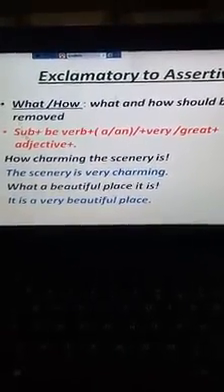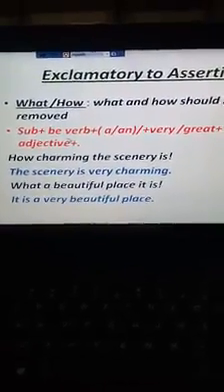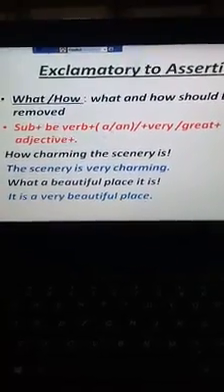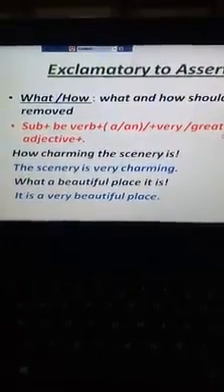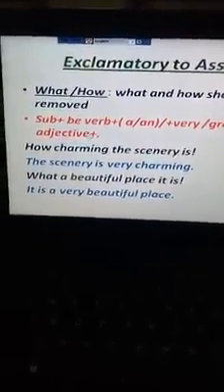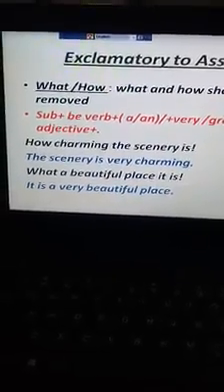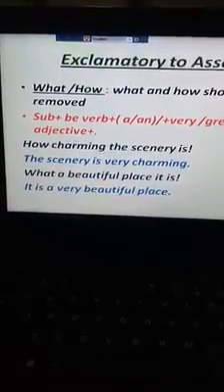So you should write down the subject first, then the be verb, or if there is any article, a or an, then you should write down the article, and after that the adverb very or great, and then the adjective. So look at the example. How charming the scenery is.